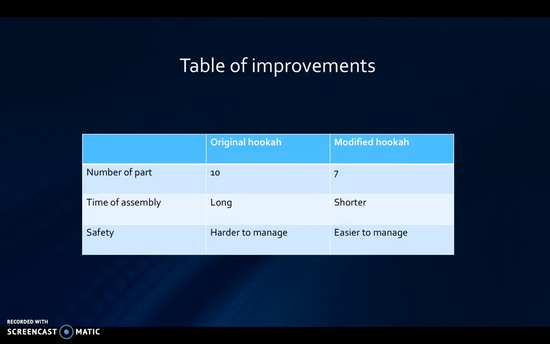As you can see, we were able to reduce the number of parts from the original hookah, which had 10 parts, to the modified hookah, which only had 7. Doing so would allow for a better and more efficient time of assembly. And not only that, but it will also increase the safety because there are fewer parts to manage.